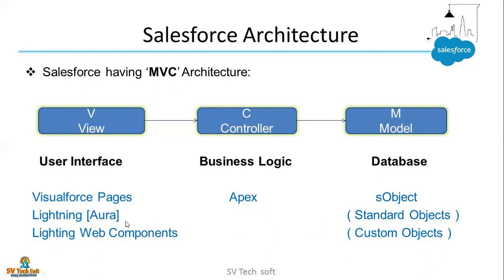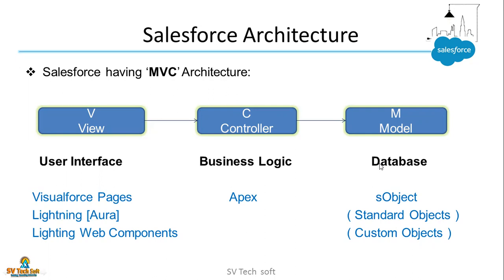What are those? To build any front end, we have to go with Visualforce or Lightning Web Component to build the front end or UI, the user interface. To build the business logic or to do any kind of customization, we have to go with an object-oriented programming language, that is Apex. Clear? Okay.